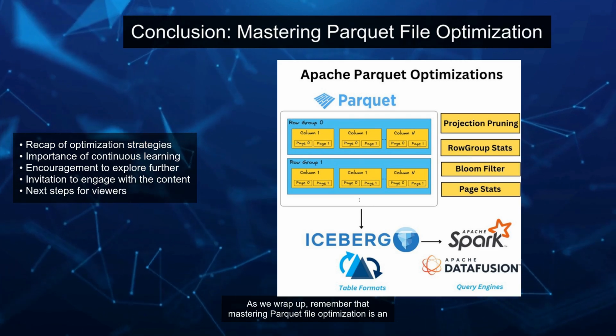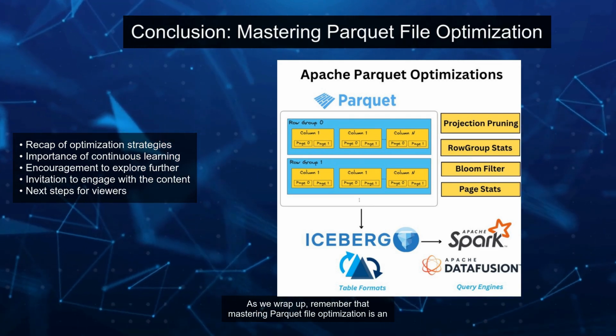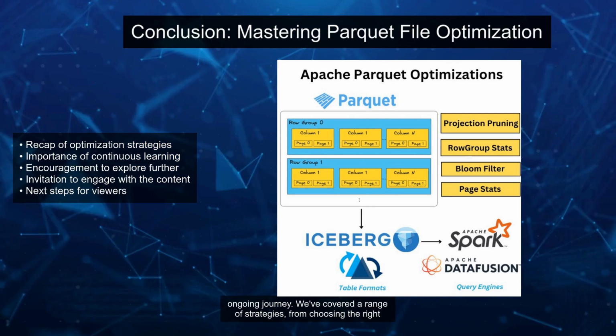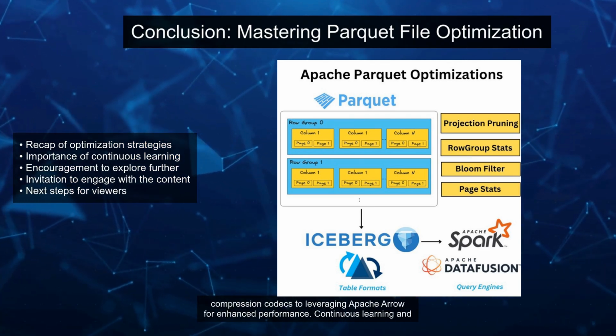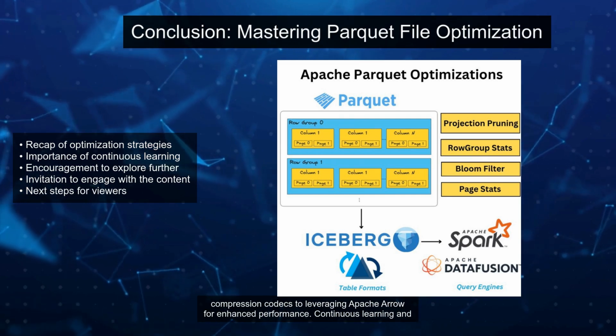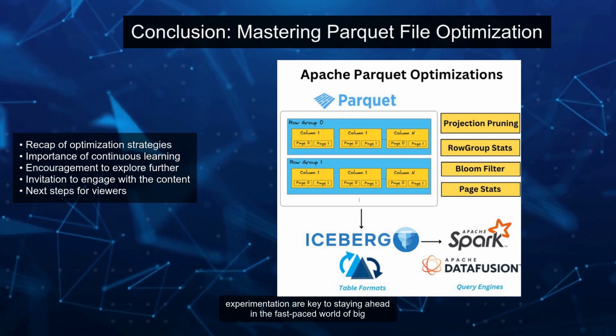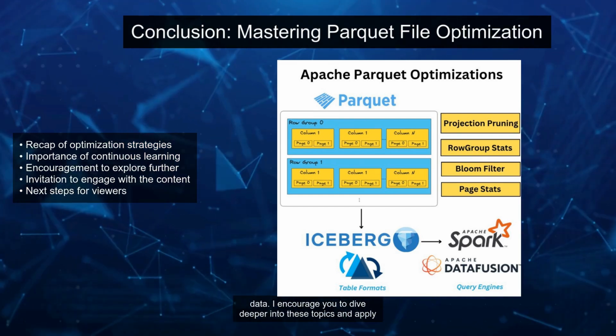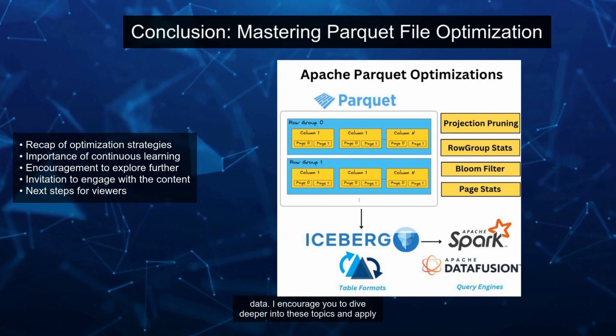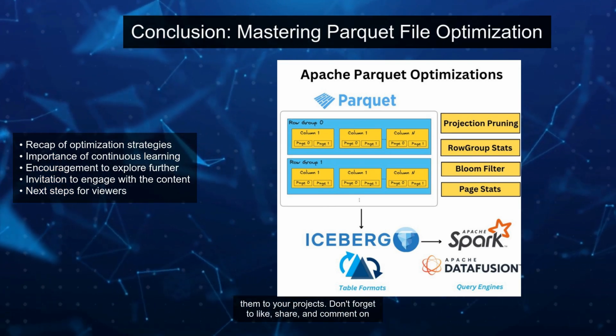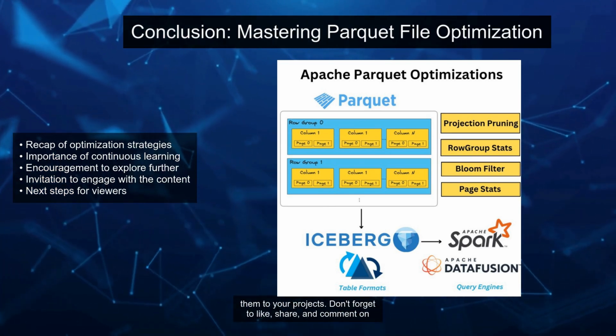As we wrap up, remember that mastering Parquet file optimization is an ongoing journey. We've covered a range of strategies, from choosing the right compression codecs to leveraging Apache Arrow for enhanced performance. Continuous learning and experimentation are key to staying ahead in the fast-paced world of big data. I encourage you to dive deeper into these topics and apply them to your projects.